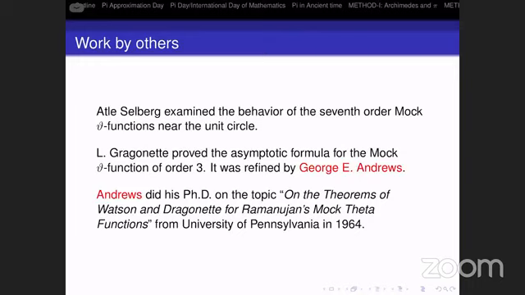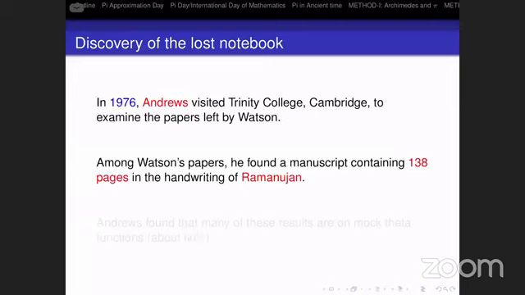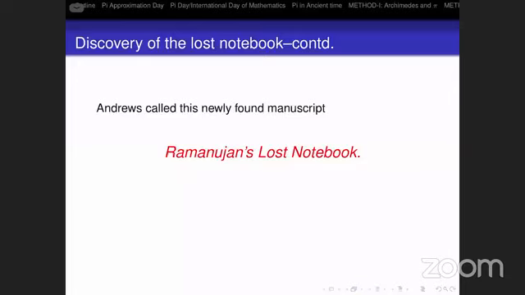So in 1976, Andrews visited Trinity College, Cambridge to examine the papers left by Ramanujan. And among Watson's papers, he found a manuscript containing 138 pages in the handwriting of Ramanujan. And Andrews found that many of these results are on mock theta functions. So these are actually done by Ramanujan. Therefore, he called the newly found manuscript Ramanujan's lost notebook. So this is Ramanujan's famous lost notebook, and it was published in 1988. This notebook was published along with other unpublished manuscripts of Ramanujan.